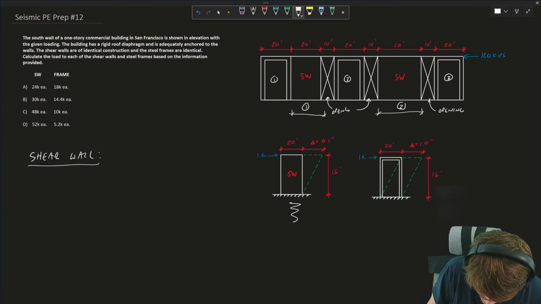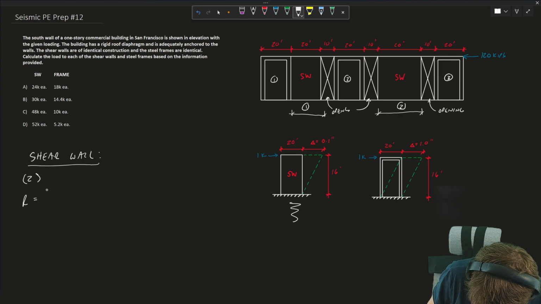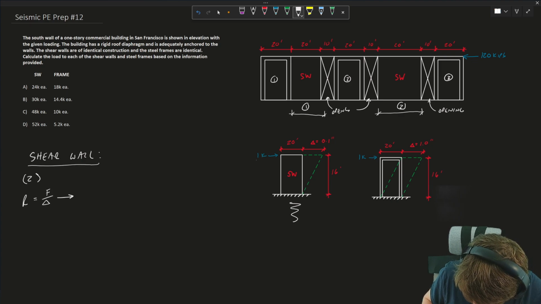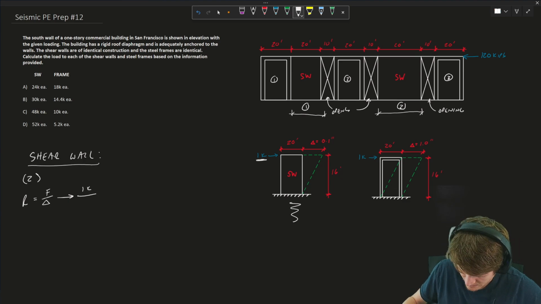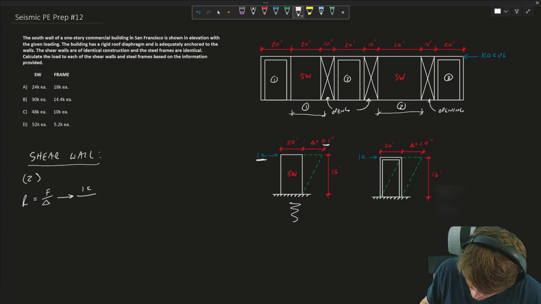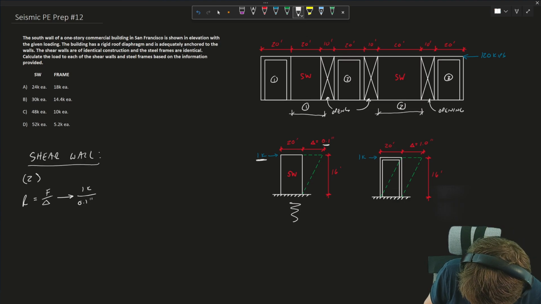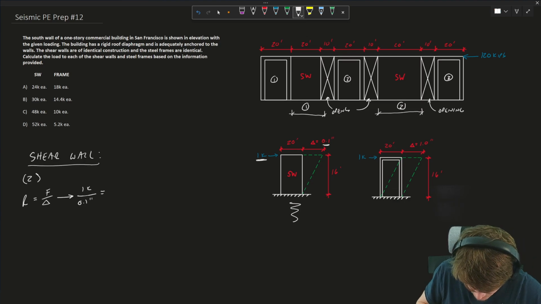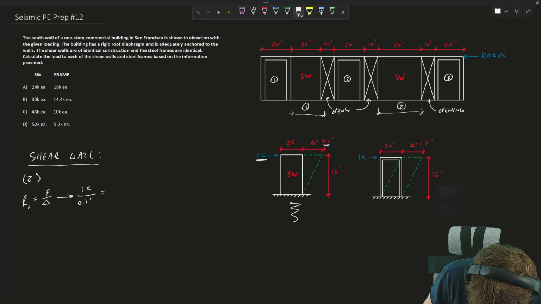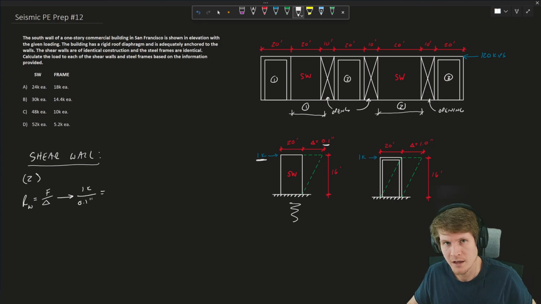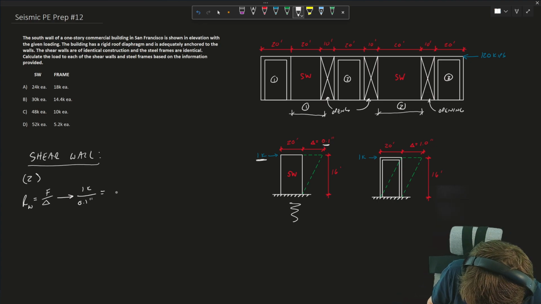We talked about above that we have two walls. So let's just mark that here. Rigidity is going to equal force over displacement. For that sake, we have a one kip reaction. The displacement from that one kip they gave as 0.1 inches. So simply put, we just solve for this, and this will get us, let's go R sub W for rigidity of our walls, a value of 10 kips per inch.